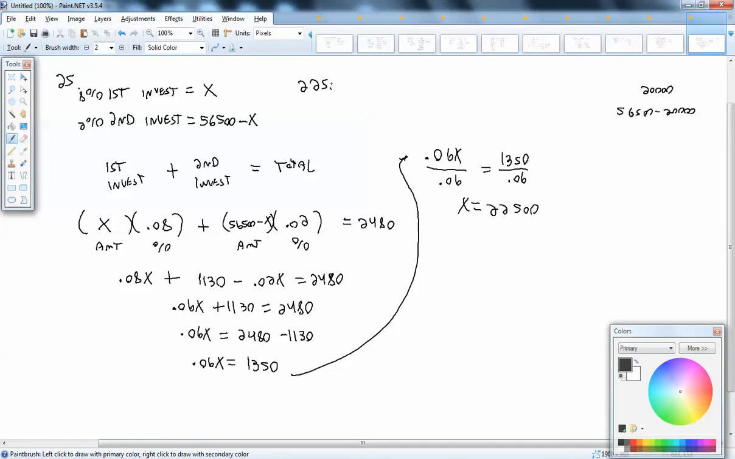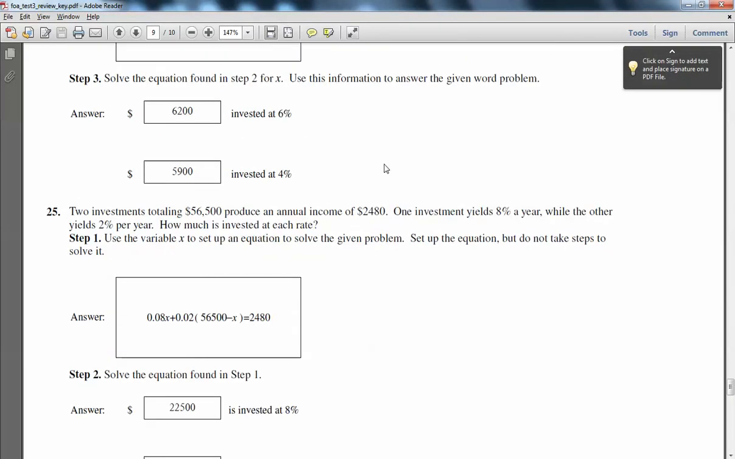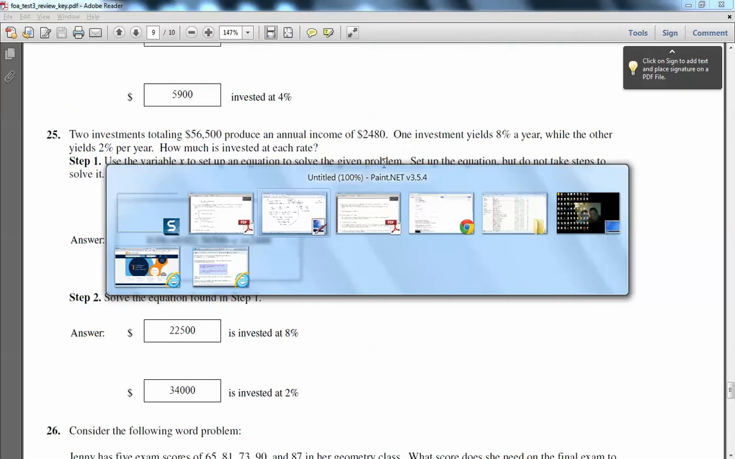So 22,500. Now to get this other one, we're going to take 56,500 minus 22,500. 56,500 minus 22,500 is 34,000. So those would be our invested amounts. Maybe. Let me go check. 22,500, 34,000. Okay, that looks good.